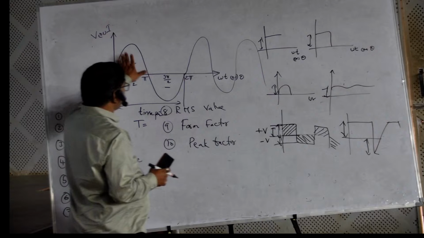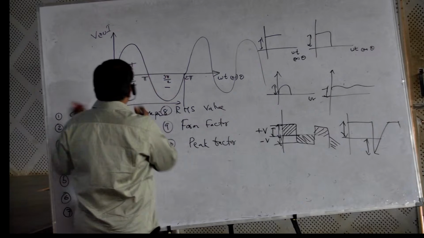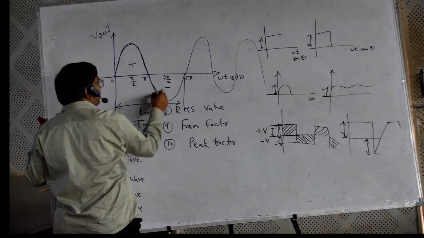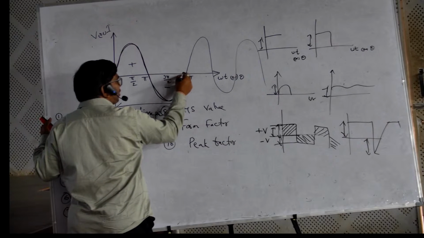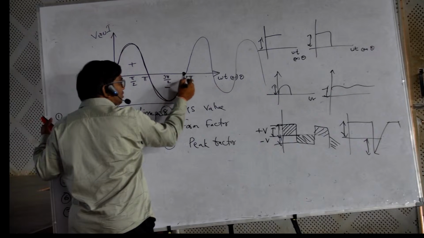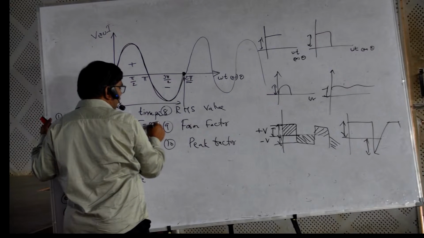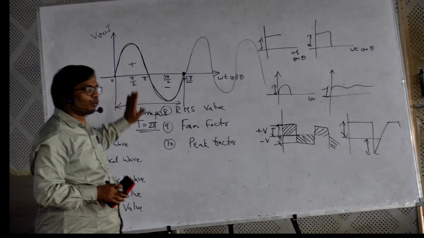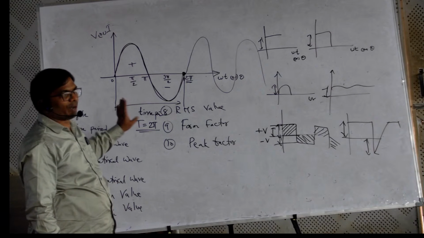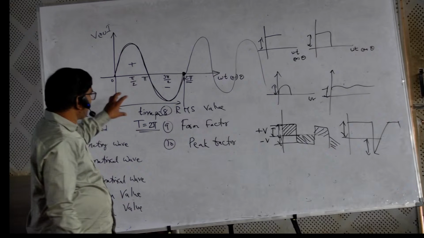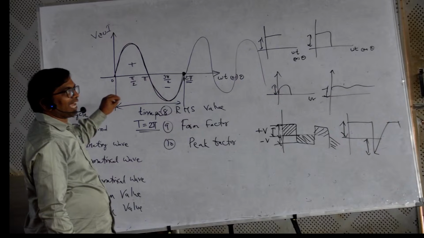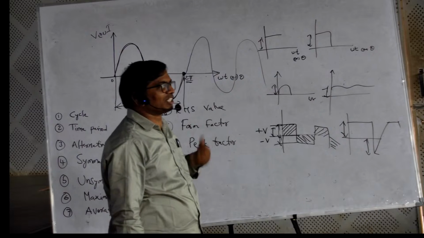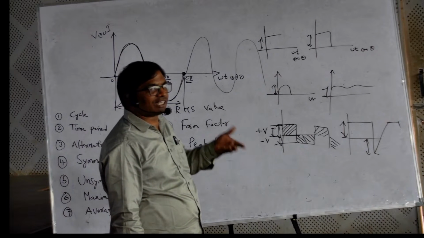Here we are having one cycle. It is starting here, getting maximum value, 0, negative maximum value, 0. What is the time taken to complete from here to here? 2 pi. So one cycle completes in 2 pi angle. The time taken to complete one cycle is the time period. That time is nothing but 2 pi.